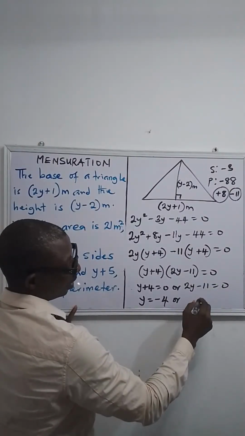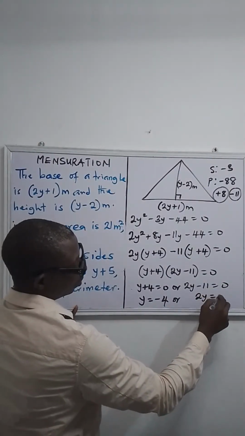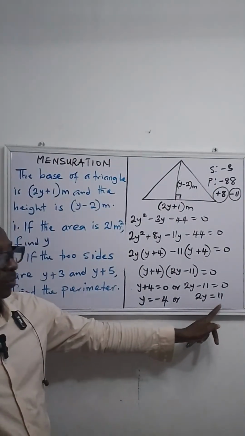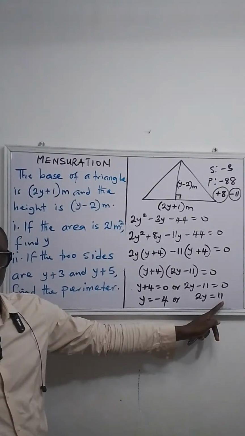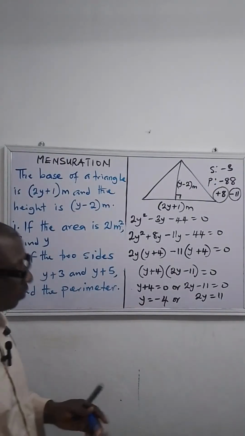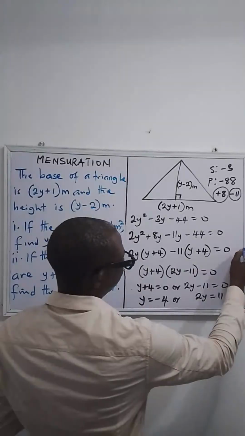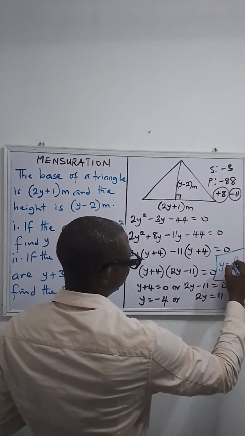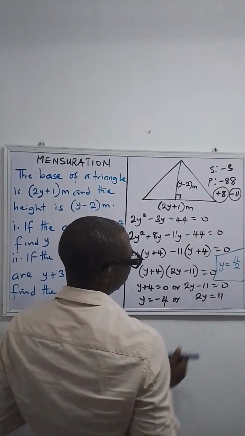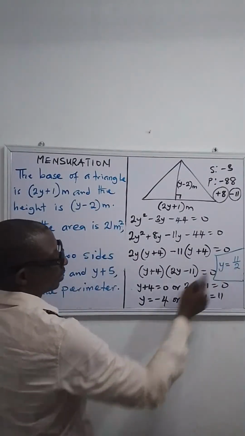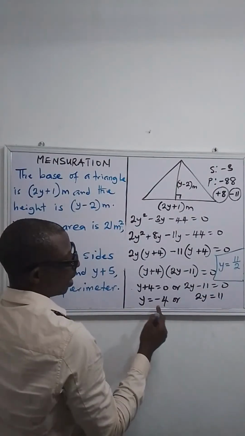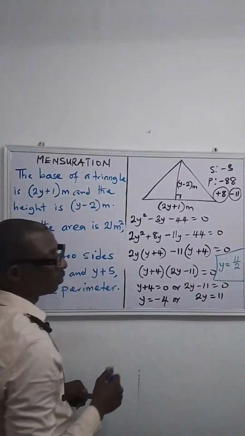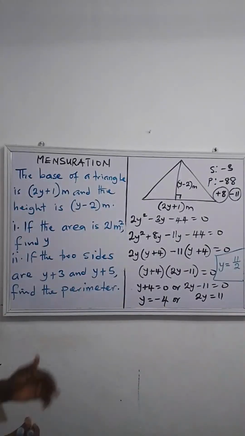When you do that, you have 2y equals 11. To get y here, you divide both sides by 2. So when you divide both sides by 2, what do you have as your y? You have y equals 11 over 2. Okay, so this is going to be the answer. So we have two answers for y: y equals negative 4, and y equals 11 over 2. I hope you understand that.